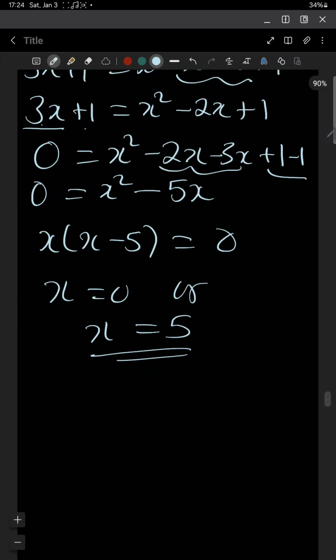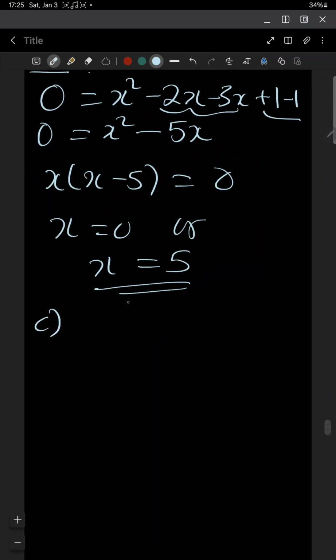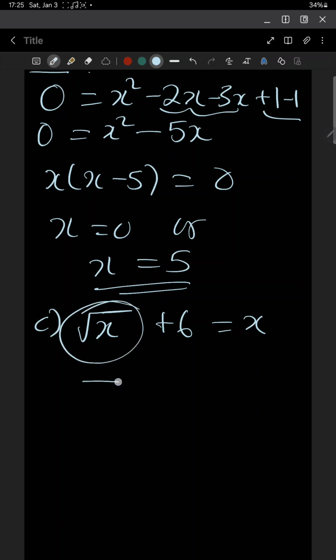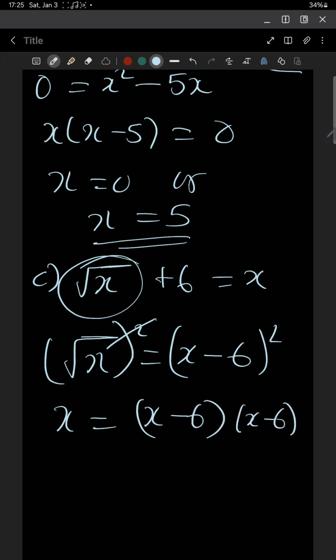Let us proceed to the next one. This is our third example. It states that the square root of x plus 6 equals x. When you see this question, the first step is to remain only with the term having the square root. So it will be the square root of x equal to x minus 6. Then we introduce a square both sides, so this cancels and we remain with x. The other side is x minus 6 times x minus 6.